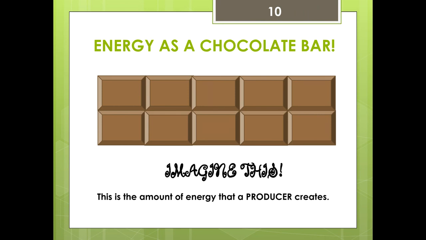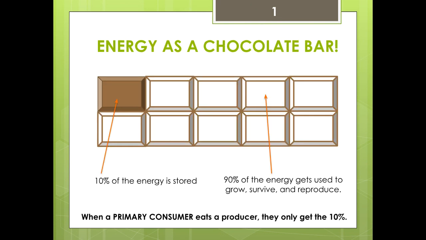There's an analogy to help you understand how energy is moving through only 10% of the time. So imagine this is the amount of energy that a producer creates. There's 10 little bars of chocolate in here. When a primary consumer eats a producer, they only get the 10% that was stored. So 9 of these chocolate squares get used up by the plant to grow and survive and reproduce. The 10% is stored, and when it's eaten, that's what the primary consumer gets, one little square.